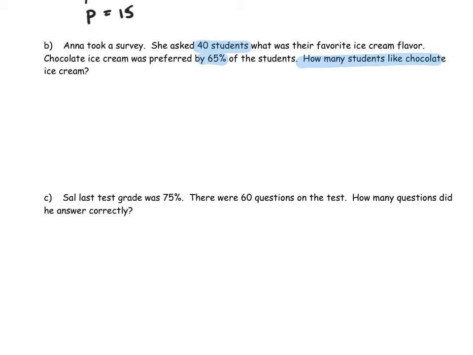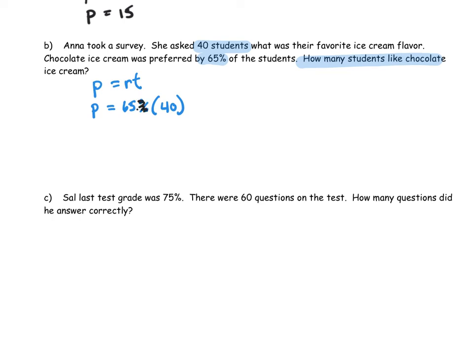So we will start with P equals RT. What do you think the equation will look like after we replace the numbers? If you said that we'd still have the P for part, you're correct. That's how many students like chocolate ice cream. The rate would be 65%, and the total would be 40. She asked a total of 40 students.